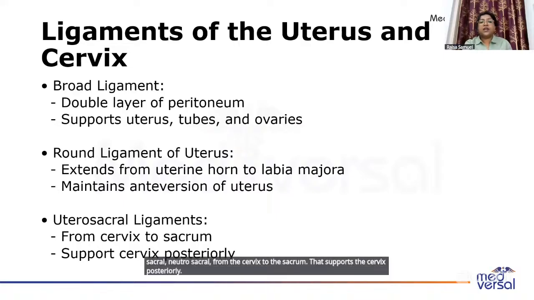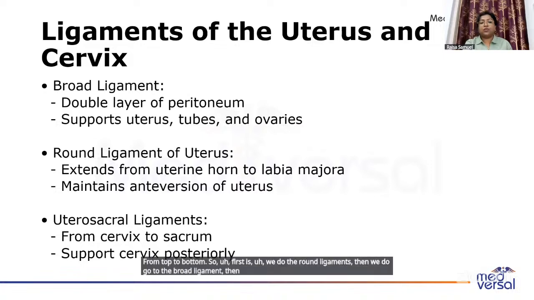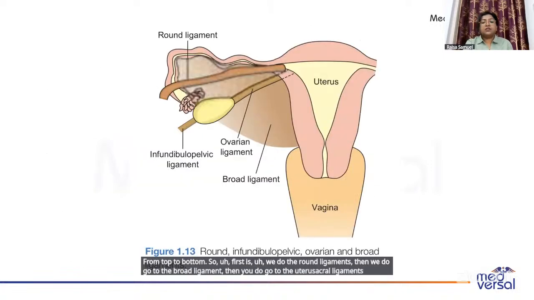So when we are doing a hysterectomy, we go from top to bottom. First we do the round ligaments, then we go to the broad ligament, then you go to the uterosacral ligaments. The round ligament is the first ligament that we encounter. So first we cut the round ligament.